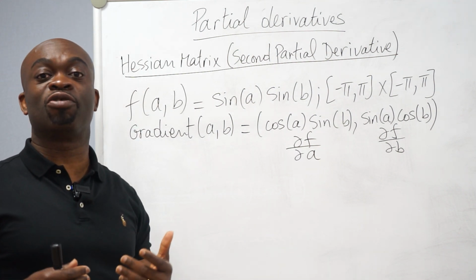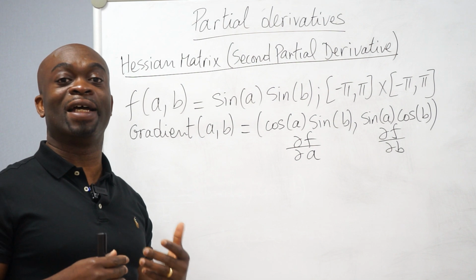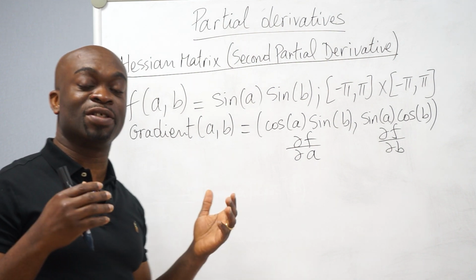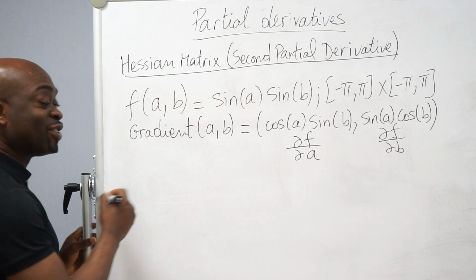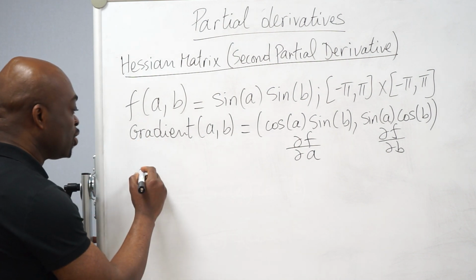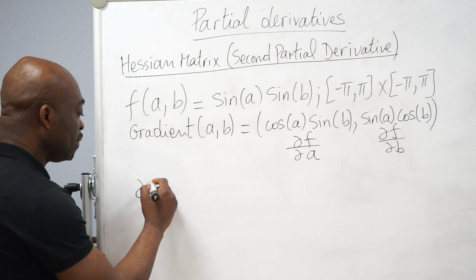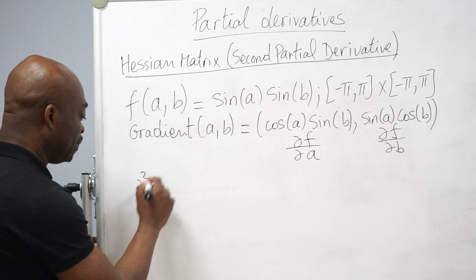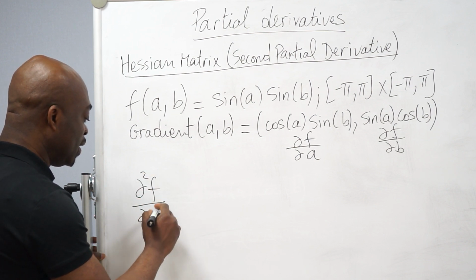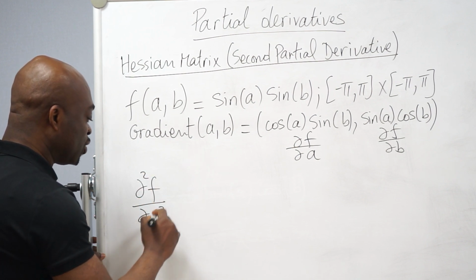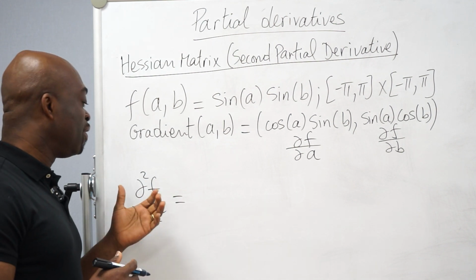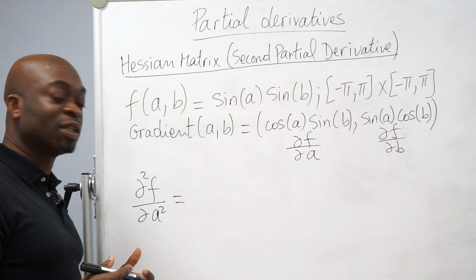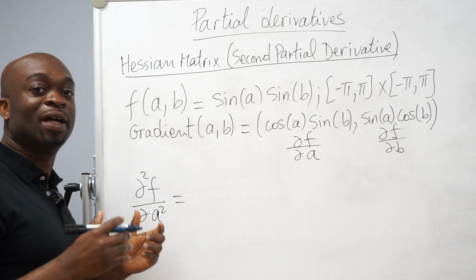So we know now the gradient. Because we know the gradient, now we can go ahead and find the Hessian matrix, which is the second partial derivative. So let's go for it. All right. So we have, and then we're doing it with respect to a. So this is the symbol of the second partial derivative of the function with respect to a.